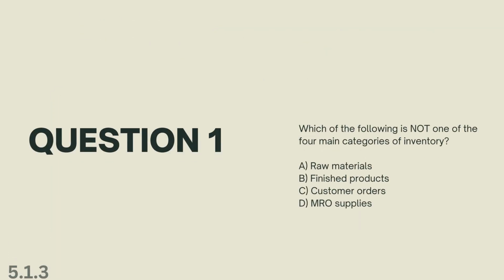Now, let's test your understanding with a quick question. Which of the following is not one of the four main categories of inventory? A. Raw materials. B. Finished products. C. Customer orders. D. MRO supplies. Take a moment to think about it, and we'll reveal the answer after the next concept.